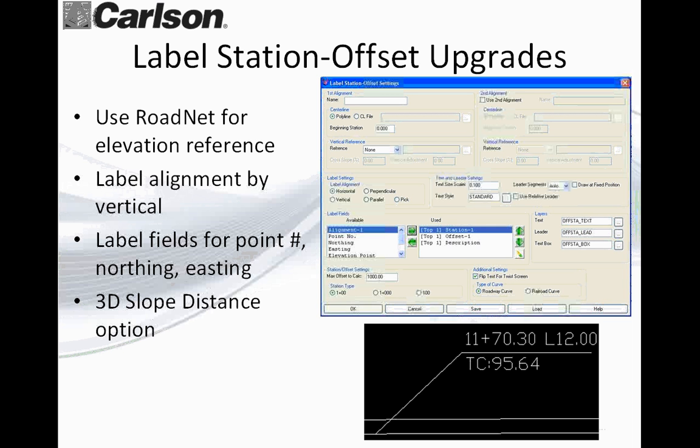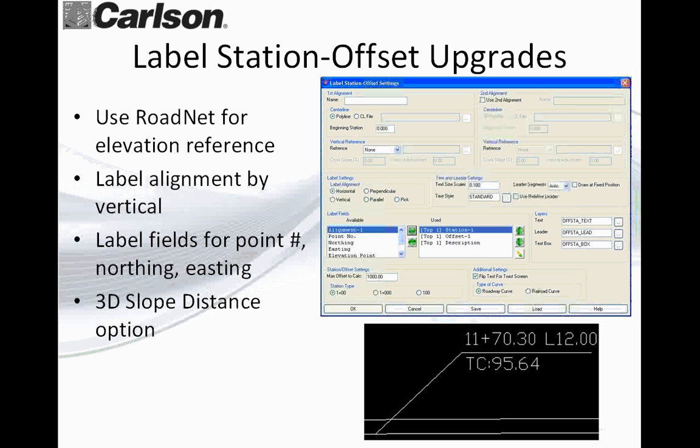Label station offset has some upgrades. One is to use the road network as an elevation reference. So this gets the exact elevation off of the road design instead of using, say, a triangulation file, which can have an effect, say, on a curb. As you go around a curve, the tin is going to have segmented chords as it goes around the curve. But by using the road network, you'll actually get the true curve projection from the road design.